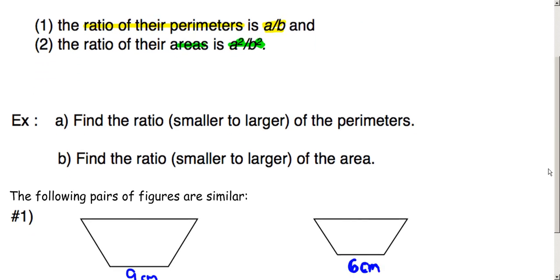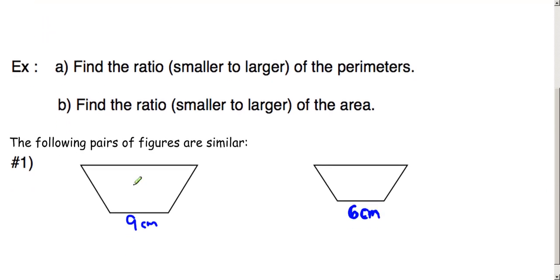Okay, so let's look at a couple examples. First one, we've got a pair of similar figures. They look like trapezoids. It doesn't really matter. We know they're similar. We're asked to find the ratio small to large of the perimeters, ratio small to large of the area. So this theorem that we just talked about kind of says that if we can find the similarity ratio, then we immediately know the perimeter ratio, and then we can square both those to find the area ratio.